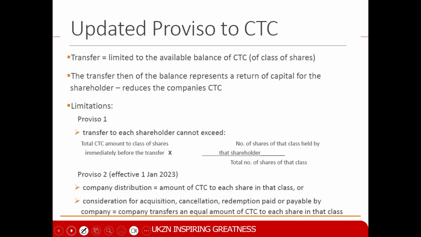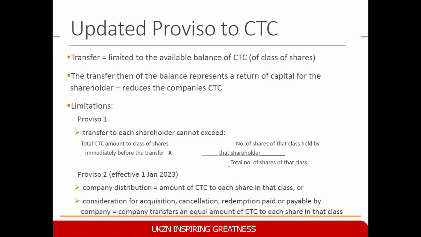So then we've got two again. A common distribution, which is equal to the amount of CTC to each share in that class, and also consideration for acquisition, cancellation, redemption, paid or payable by the company, where the company transferred an equal amount to what? To each share class. Remember. So what do they mean? They mean in this case we talk about the share class. There can be different classes of shares within a company. So we look at different classes of shares. You cannot apply it across.